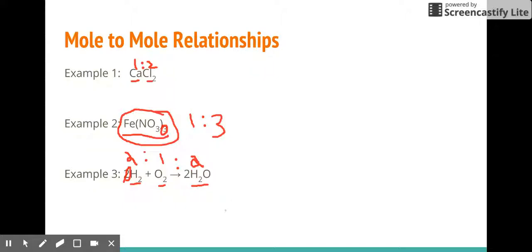Now, where this is going to come in play is a couple of example problems when we're doing our dimensional analysis. We have to be able to set up our dimensional analysis using these mole-to-mole relationships to get from one thing to another. So if I want to get from moles of the whole compound, iron 3 nitrate, to just moles of this nitrate ion, I have to use this relationship somewhere in my dimensional analysis.